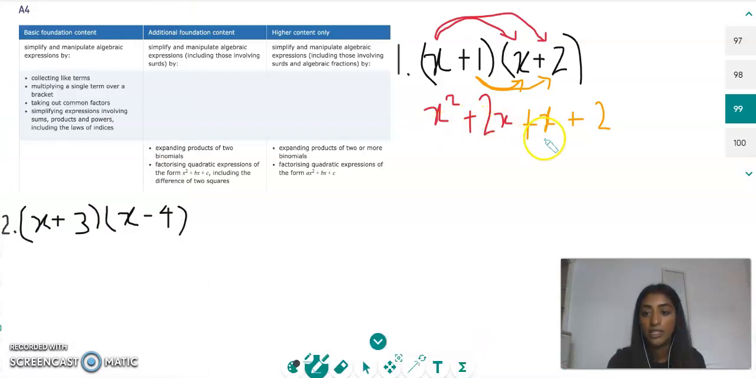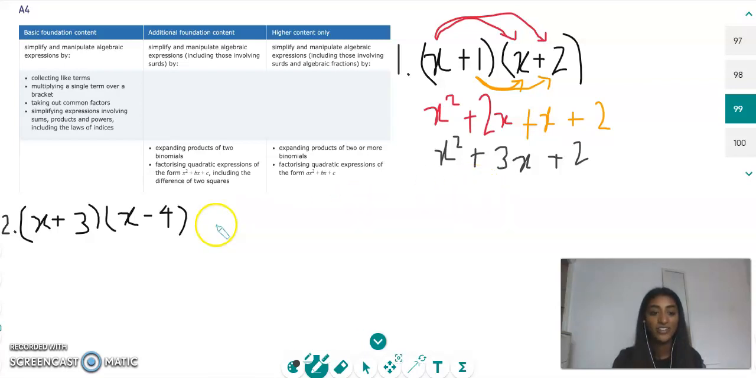Perfect. So then we can simplify this down by adding the two x terms here. So that equals x squared plus 3x plus 2. And that's as simple as you can go with that, and that's the final expansion of multiplying these two binomials. So have you got any questions on that? Okay, perfect. So if you want to have a go at this and explain to me what you're doing whilst you're working through it.